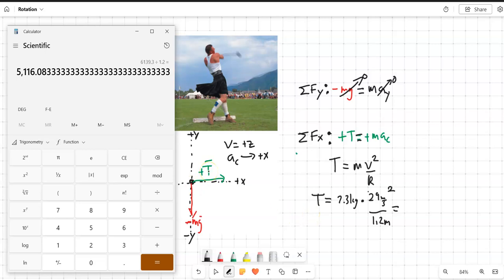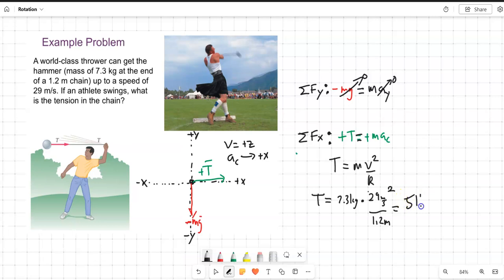So the tension in that string, and I'm just going to verify this is 29 that we squared. We're going to divide that by 1.2, and multiply that by 7.3. So it looks like the tension in this rope is going to be 5,116.08 newtons.